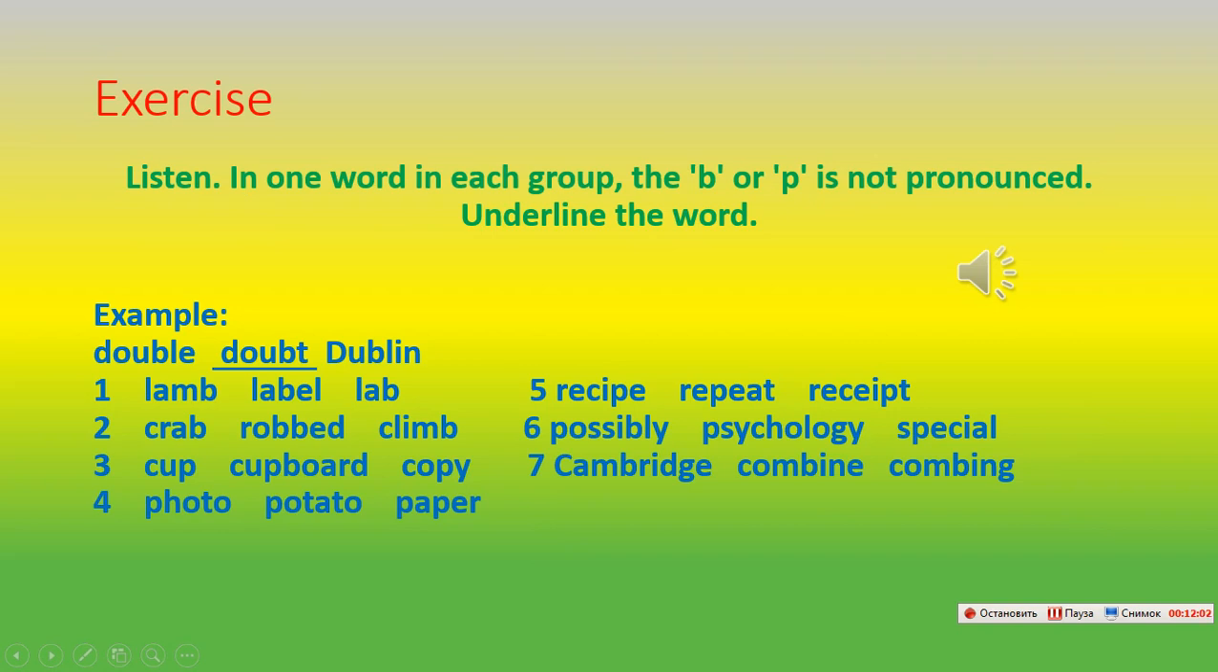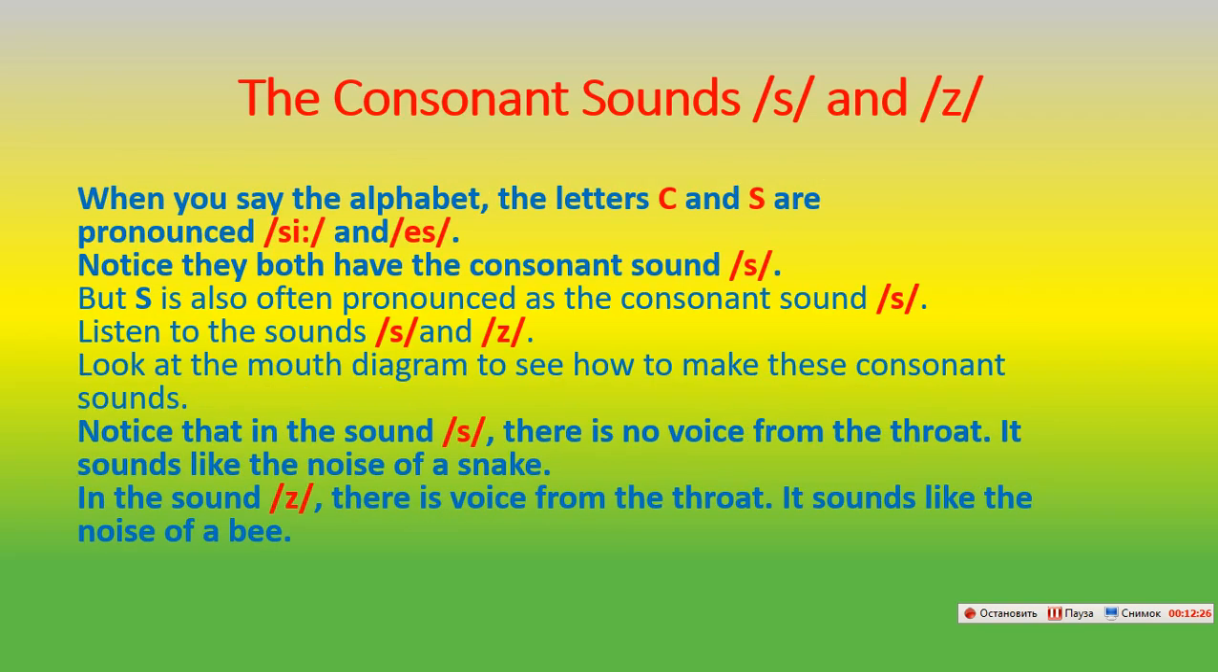Now here is given an exercise. You have to do this exercise. In one word in each group, the B or P isn't pronounced. Underline the word. For example, double, doubt, Dublin. In doubt, we don't pronounce the letter B. Now be careful while doing this exercise.